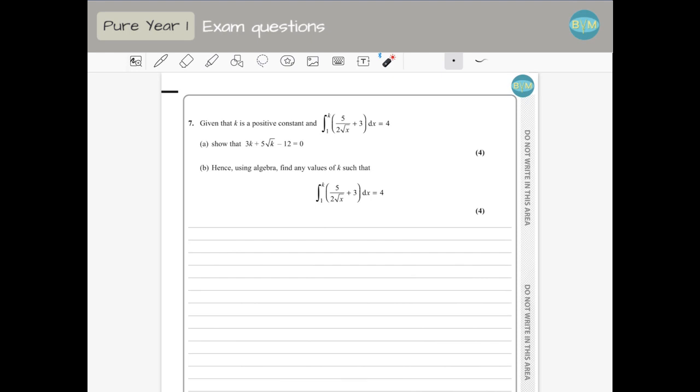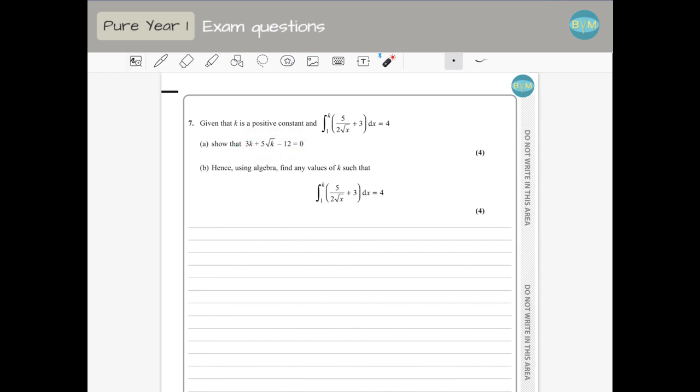Hello, this is question 7 on your 2020 paper from Edexcel, the AES paper. You are given that k is a positive constant and the integral between 1 and k of this function is 4. We have to show this equation is true for k.